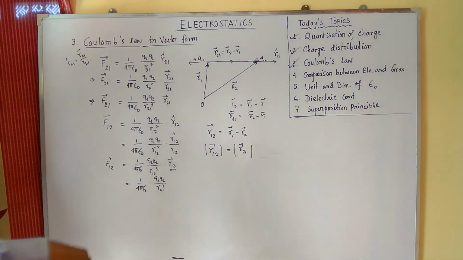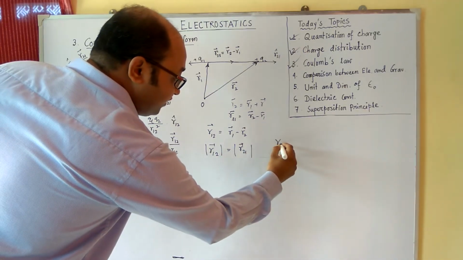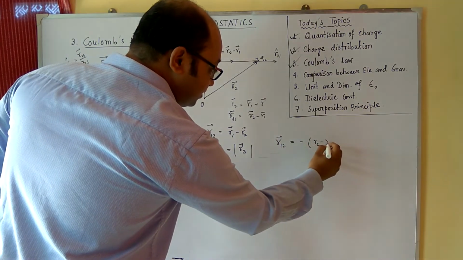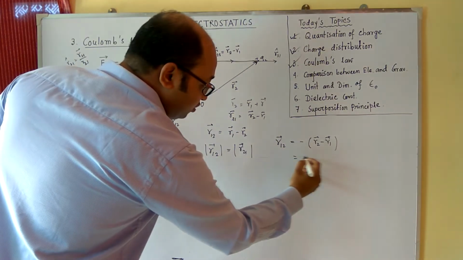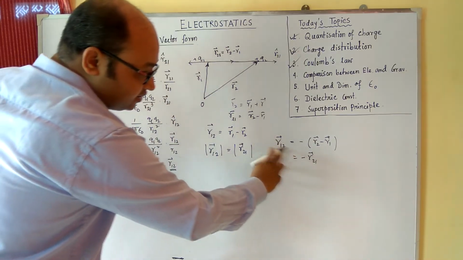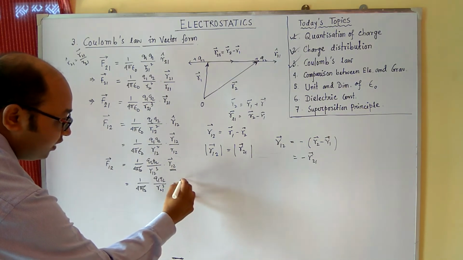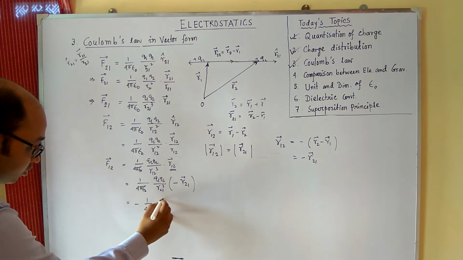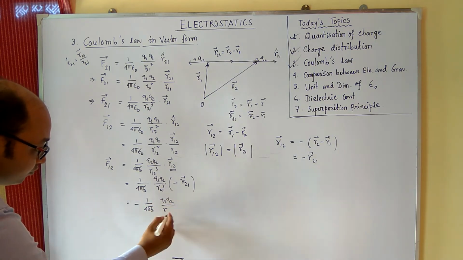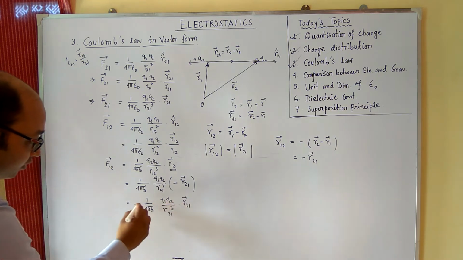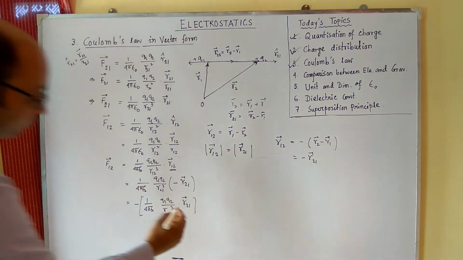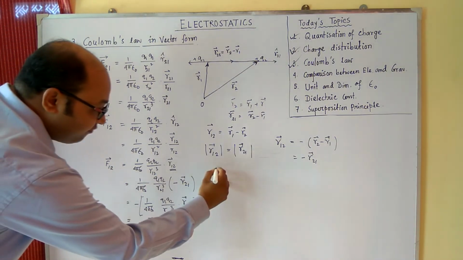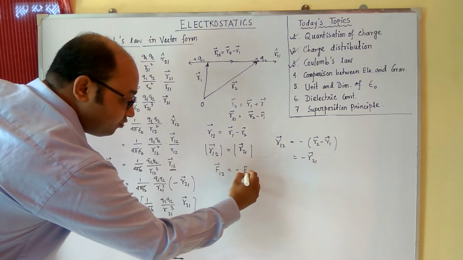Now look at the factor r12 vector. The vector r12 is written here, that is r1 minus r2. Now if I take a minus sign common here, it becomes r2 minus r1. That r2 minus r1 is r21, so it is minus r21. That is, r12 vector is equal to minus r21 vector. So I can write here r21 with a negative sign. Now if I take this minus sign out, it becomes 1 by 4 pi epsilon naught q1 q2 divided by r21 cube into vector r21. Now this is nothing but F21, therefore I can write it as minus F21. So it becomes F12 vector is equal to minus F21 vector.